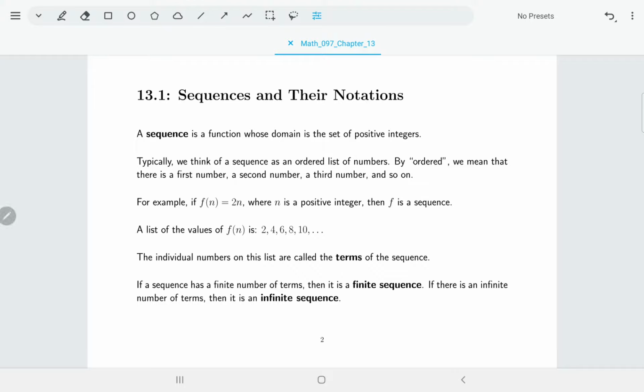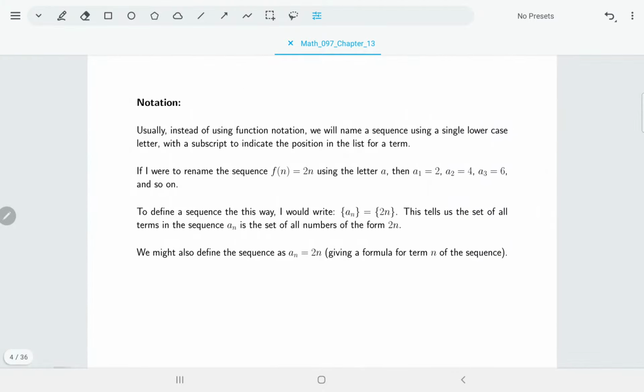Now, there's a couple of other styles of notation that we can have for a sequence. So this style that we're using here, this function notation style, that's maybe not the best choice for us, because if people are looking at that, they might think that n might be able to be other things other than positive integers. So it's kind of nice to have a notation style that's just for sequences. And that's what we're going to introduce here.